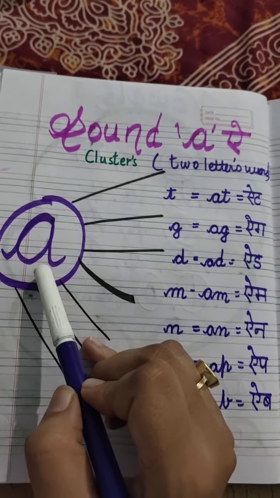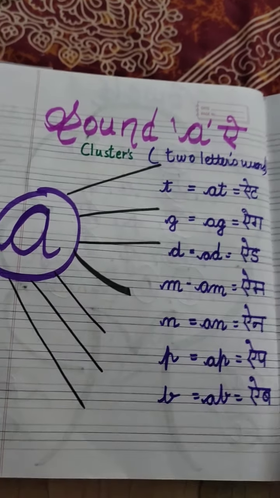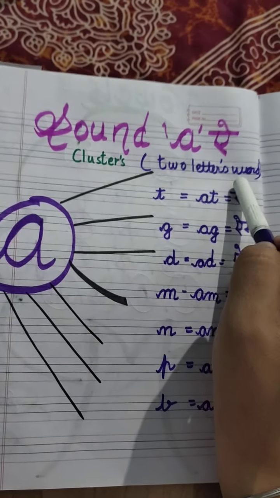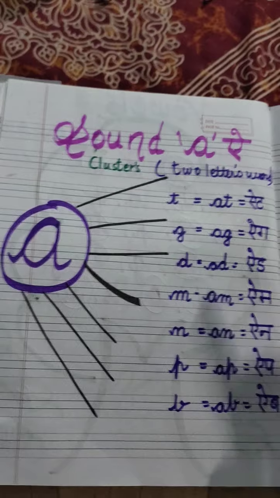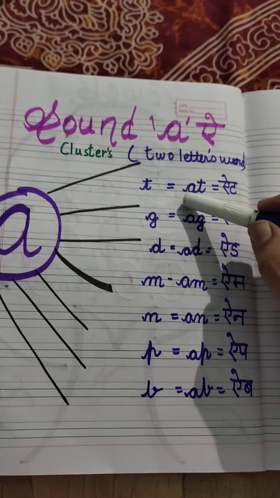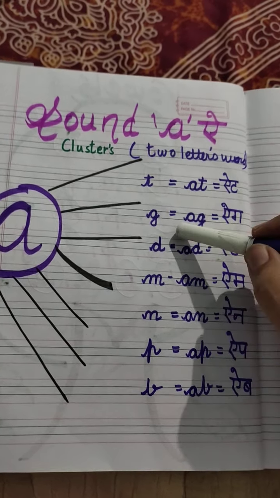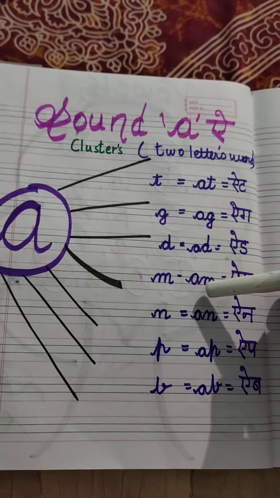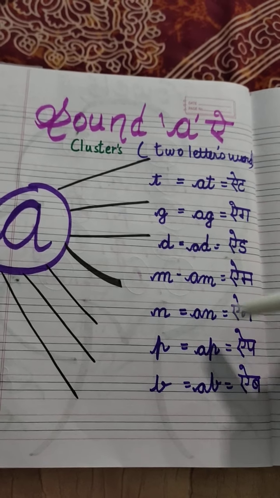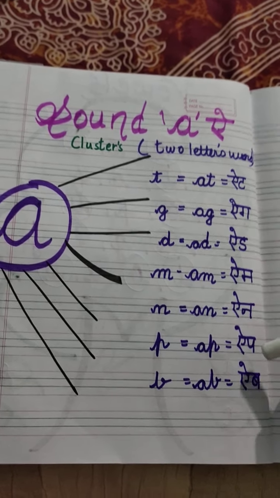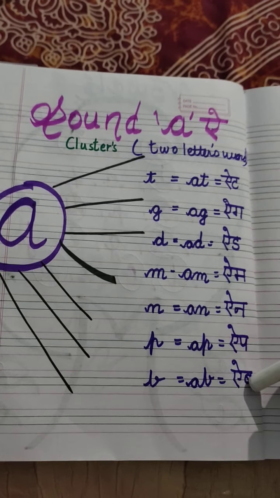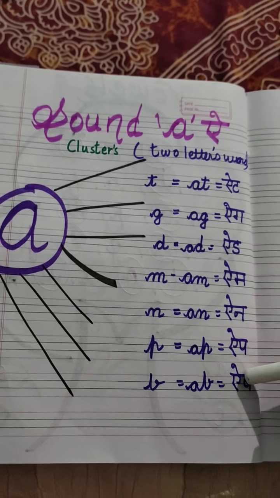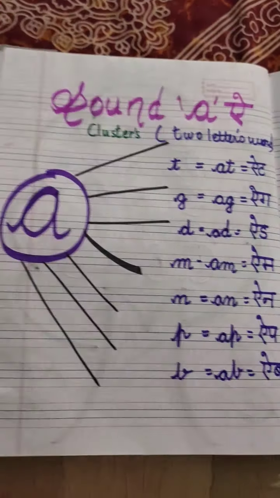So when we join a vowel and a consonant, it becomes our cluster, and clusters are two-letter words. So now we will repeat: at, ag, ad, am, an, app, ab. Okay, so what is your work? You have to revise these clusters and write them in your notebook. Thank you, students.